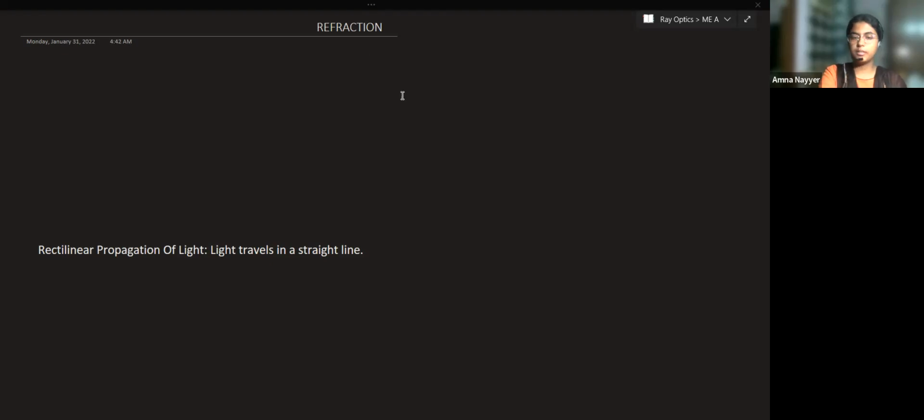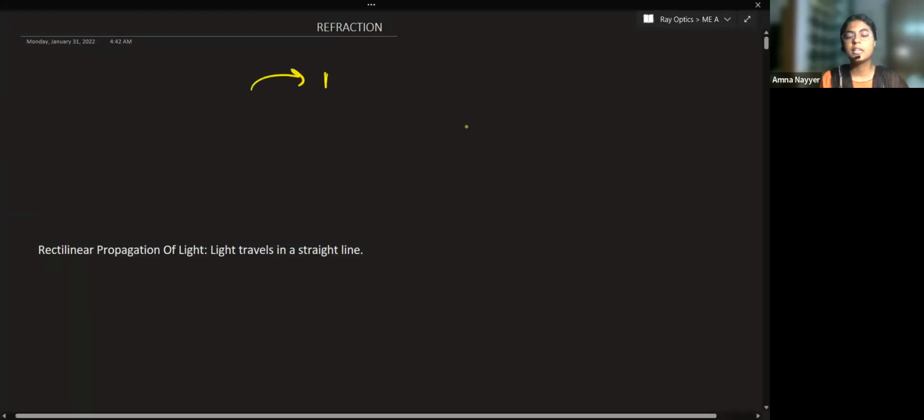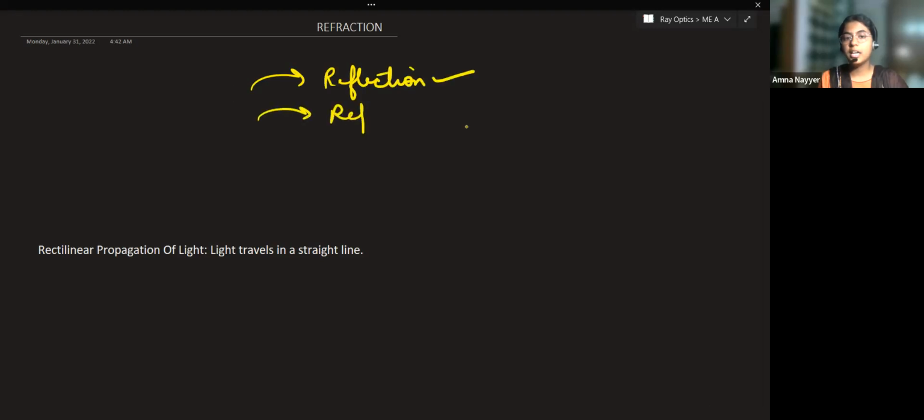Okay, fine. Now, class, refraction. So basically what all things are there? Again, reminding: you have reflection of light completed. We are going to start with refraction. This is very important. Then you have optical instruments.